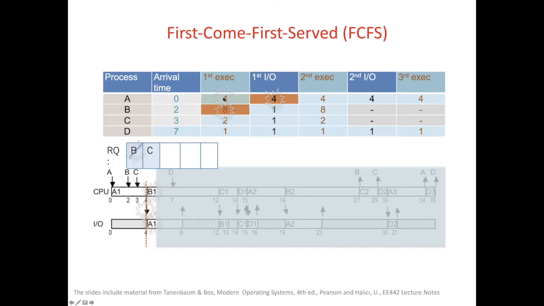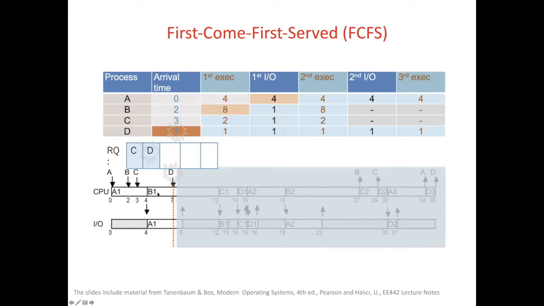At time 4, the first execution of process A is completed. Process A leaves the CPU and enters the I/O device queue. Because the I/O device is idle, it is immediately chosen for the I/O operation. The first process in the ready queue was process B, so B starts its first execution.